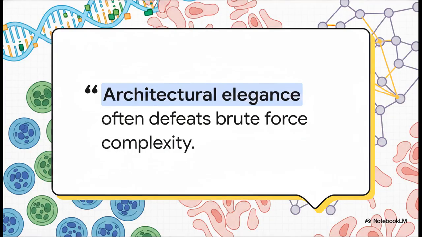And this brilliantly illustrates a core philosophy in modern biosimulation. Architectural elegance often defeats brute force complexity. You see, traditional AI models get really bogged down analyzing massive biological networks. Why? Because they rely on heavy positional encodings and these crazy complex message passing schemes that require just massive computation.